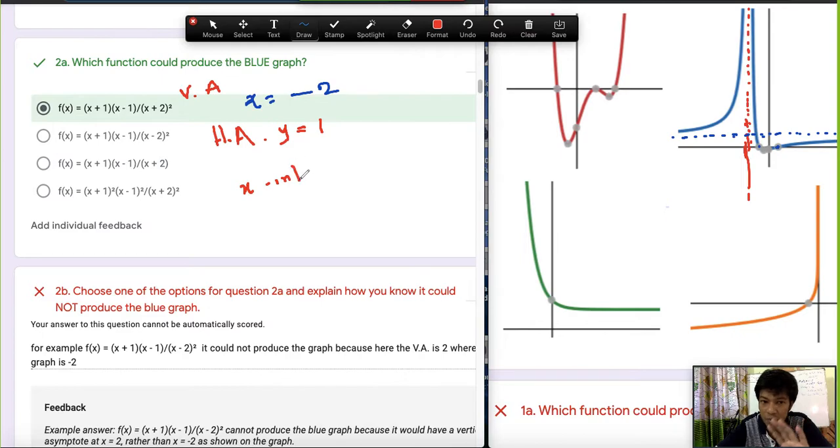You do not have to, by the way, find out all these things because they are not asking you to find the vertical asymptote. Just you have to get some idea where it can be, but it's not necessary to show.